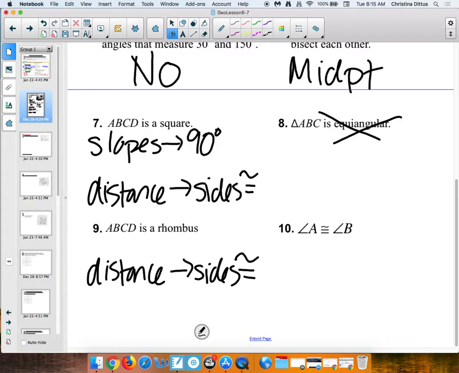And then angle measures. Can I say with distance, midpoint, or slope if A and B are the same? No, unless they are 90 degrees. Can't tell you nothing unless we got 90s.